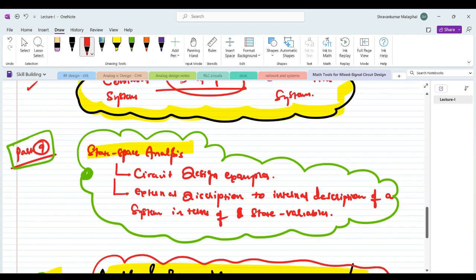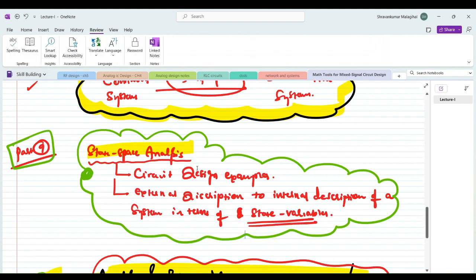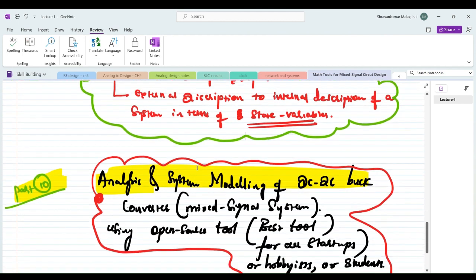And in the last part 9, we'll study state space analysis. Until now, till part 8, we were only concerned about external input and external output. The system is kind of a black box for us, whereas in state space analysis, we move from the external description to also studying the internal description. We express the internal description of a system in terms of state variables. So we'll go through this state space analysis.